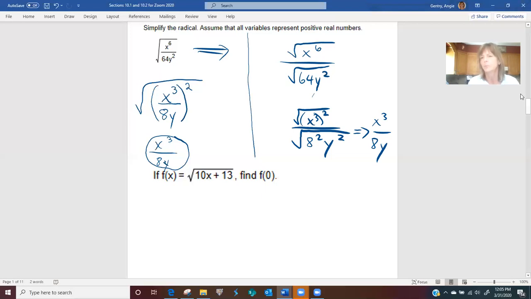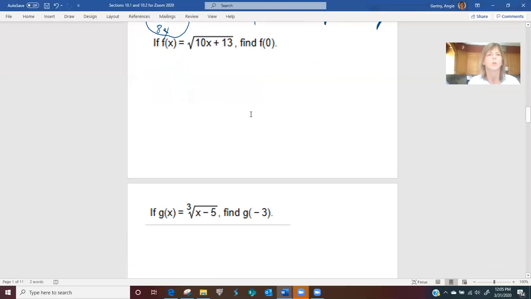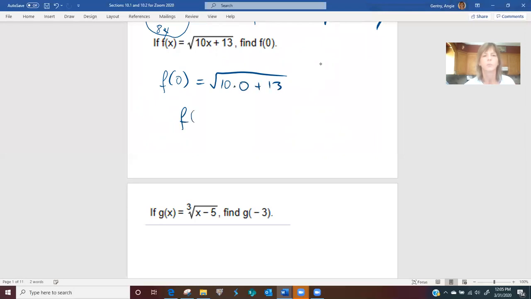Now, this one here, if f of x is the square root of 10x plus 13, find f of 0. What is this thing? This is a function notation. But what did we learn before? If it wants you to just find something, don't you just plug it in? So wouldn't you just say f of 0 equals the square root of wherever you see an x, you put a 0. So don't make these worse than they are. F of 0 is 10 times 0 is 0 plus 13. So this is a final answer.